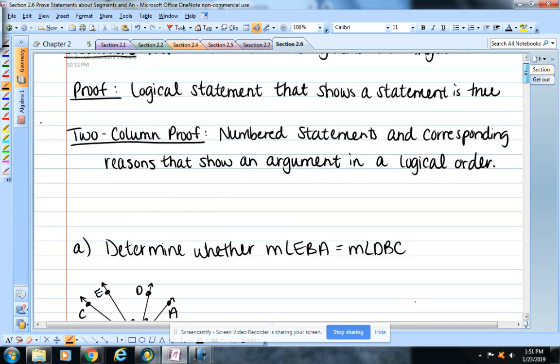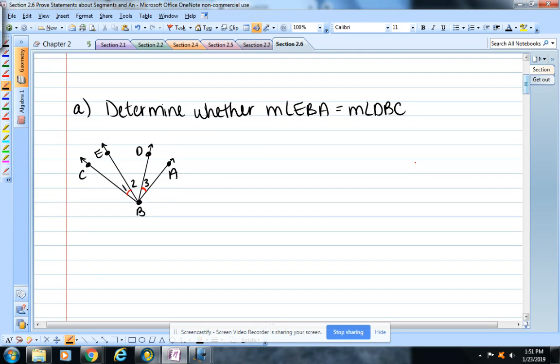So here's our first ever geometric proof. Draw the picture. Pictures are very important. It always helps to draw the picture and to label your picture.